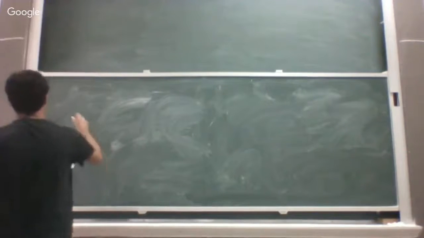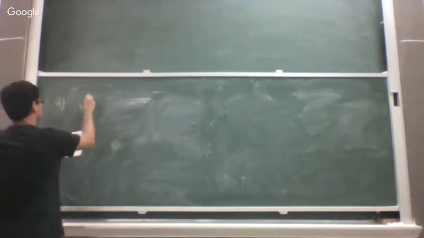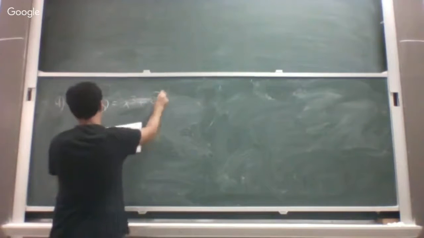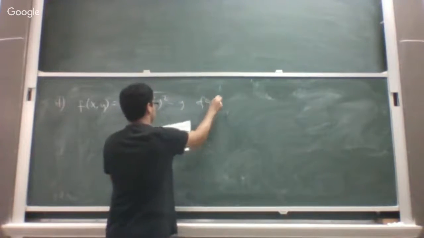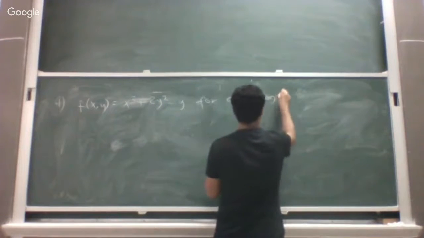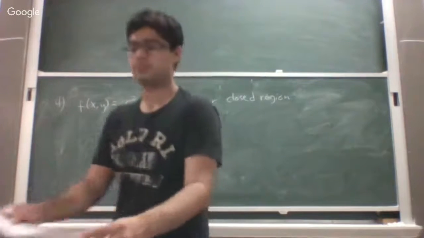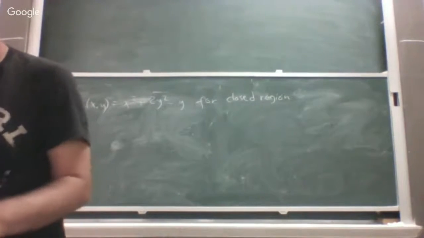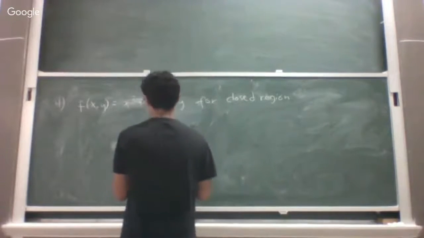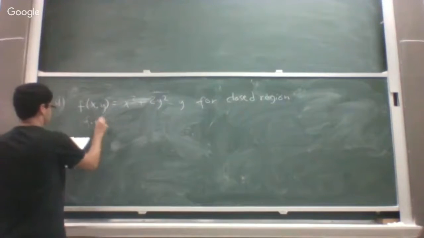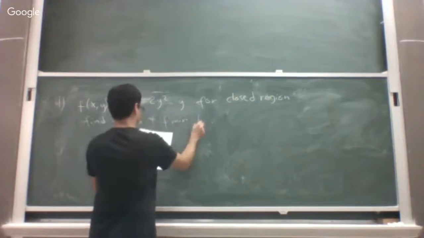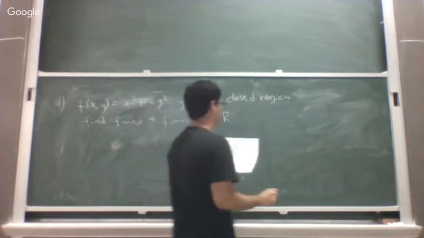Okay. So this is number 9 on it. We have f of x, y equal to x squared plus 2y squared minus y, 4, closed region. So we have to find f max and f min for R, and here's the graph.